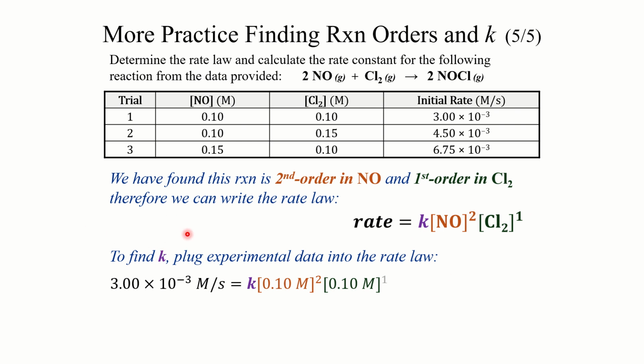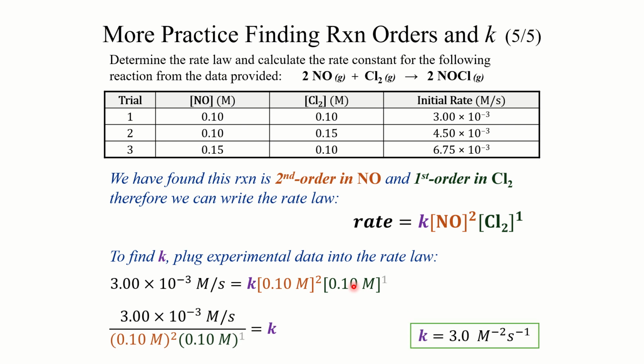Now, to find K, simply plug experimental data into the rate law. So again, you could choose any of the trials and you should still get the same answer. I'll just use the trial 1 data. So I'll plug in 3.00 times 10 to the negative third for the initial rate. I'll plug in 0.10 for the concentration of NO and 0.10 for the concentration of Cl2 and solve for K. And you should find that K equals 3.0 molar to the negative second seconds to the negative first.